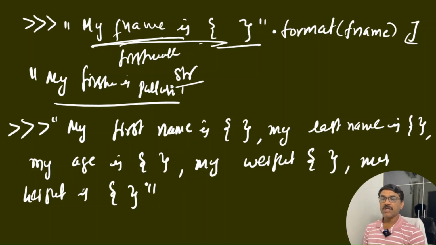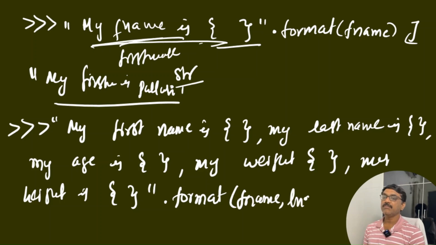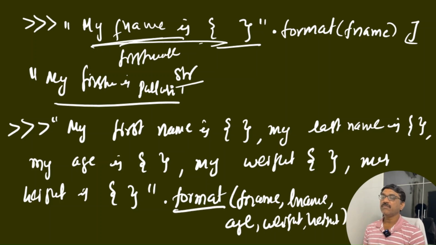Multiple variables also we can use, dot. Now you mention the function format. Dot format, here you have to mention the variable names. The first variable name is fname, comma, next one is lname, comma, next one is age, next one is weight, and the last one is height. This is how the format function will work.